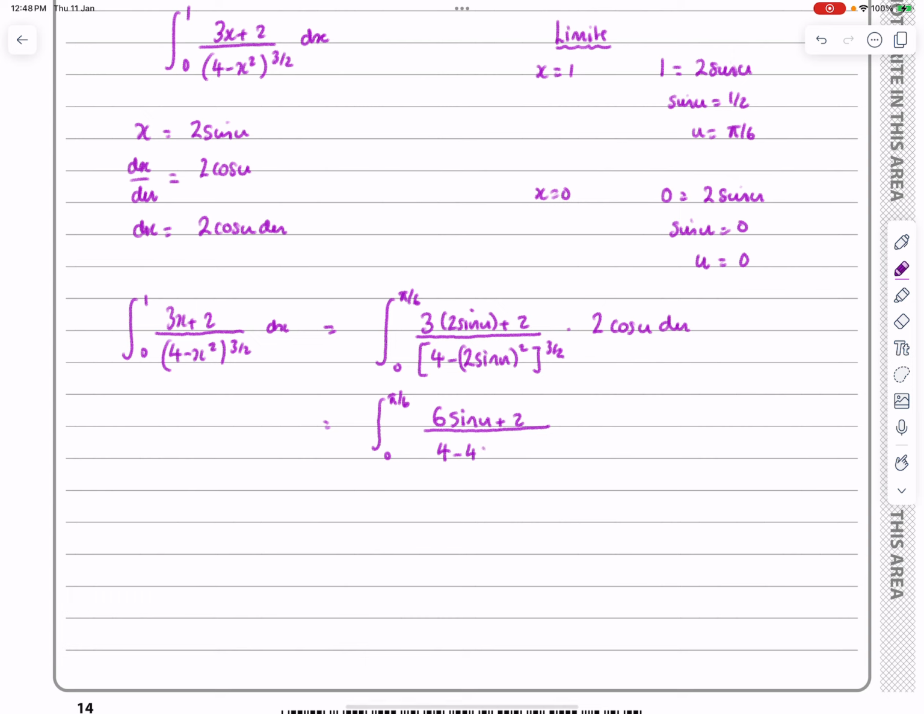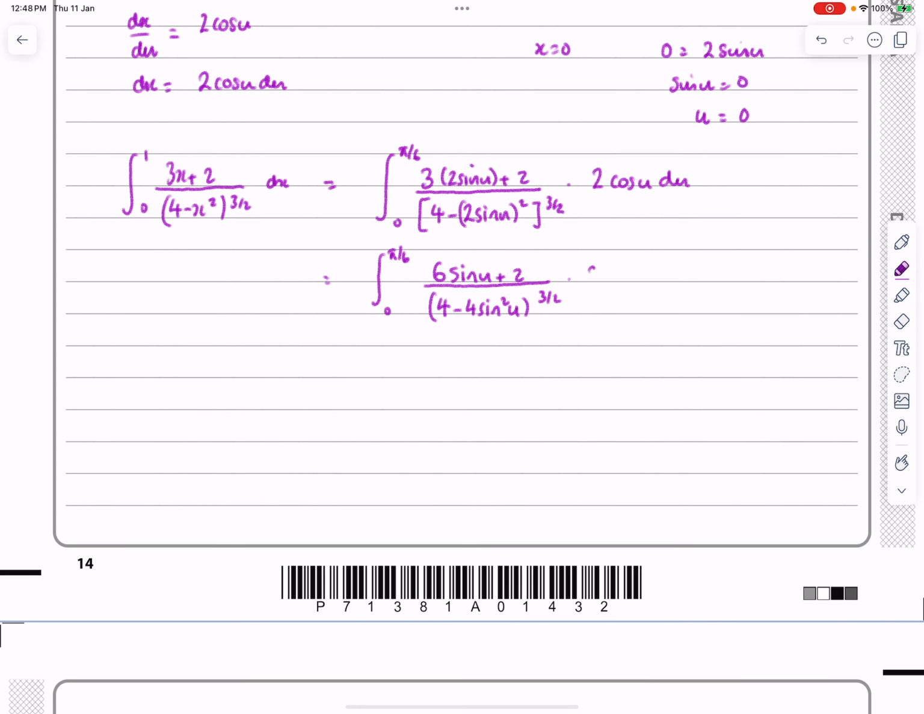That's 4 minus 4 sine squared u to the power of 3 over 2. But then when we're looking at that, 4 minus 4 sine squared, leave the 2 cos u du, I'm almost in a rush to get to this bit here. Remember, cos squared x plus sine squared x is equal to 1. I'm doing this slowly. This should be automatic to you.